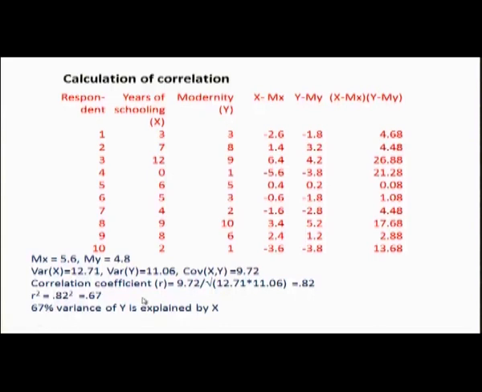So, the correlation coefficient between two variables is 9.72 divided by square root of the product of 12.75 and 11.06, and this is equal to 0.82. R square is square of 0.82 or 0.67, which means that 67% variance of y is explained by x, which is quite high.